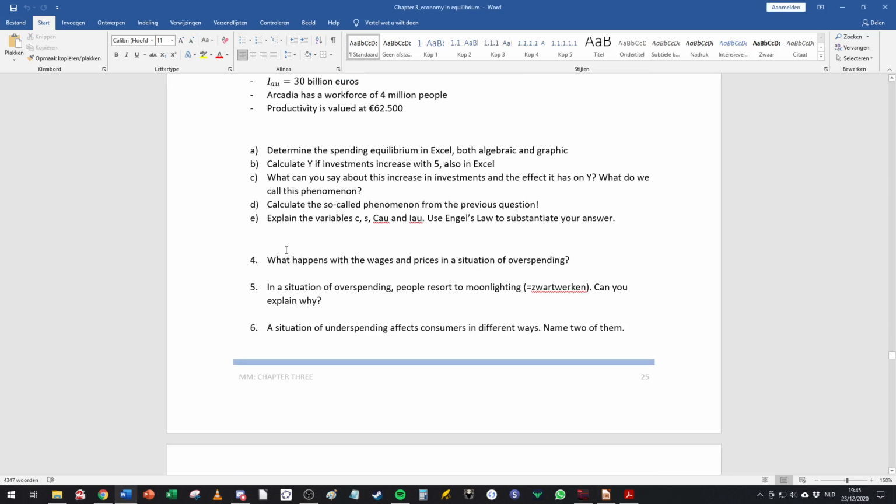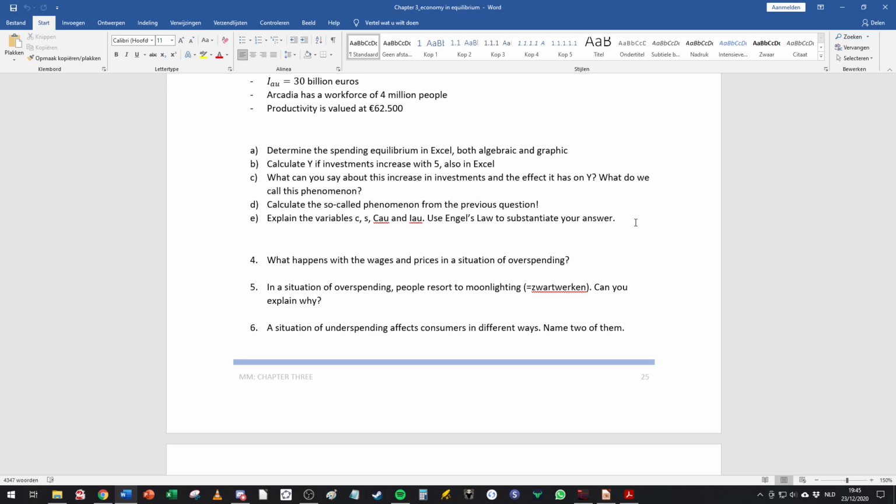Let's start with 4. What happens with the wages and the prices in a situation of overspending? So here you have to think about, okay, overspending was about producing more than we can handle. So excess production is in place and ED is larger than our Y max, right? During the theory lessons, we saw Dalmasca. Dalmasca was facing underspending. Now we have the opposite.